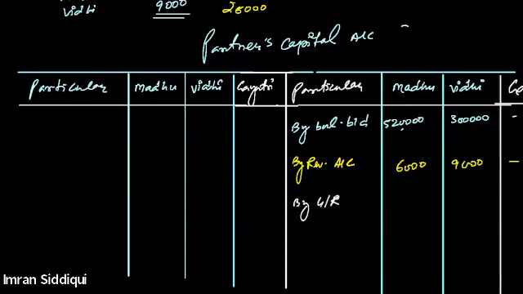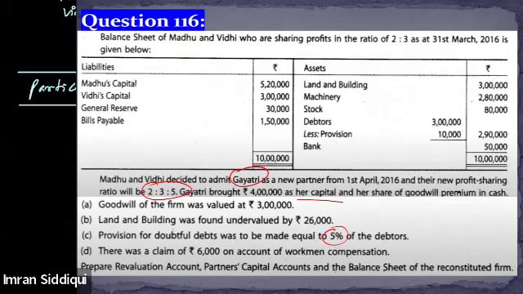30,000 into 2:3, it will be 2 by 5, meaning 12,000 and 18,000. 12,000 for Madhu, 18,000 for Vidhi. Got it? Is this clear, both of you? Yes, sir. Okay. Then what else is given in the question? Claim is already adjusted.